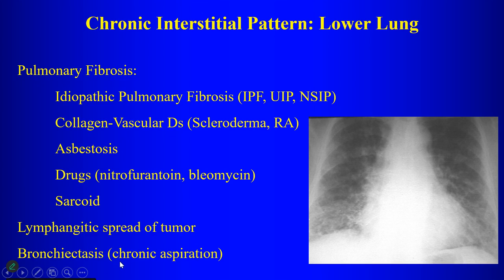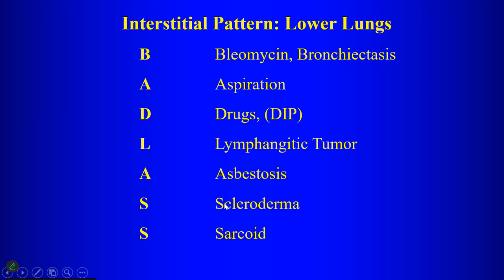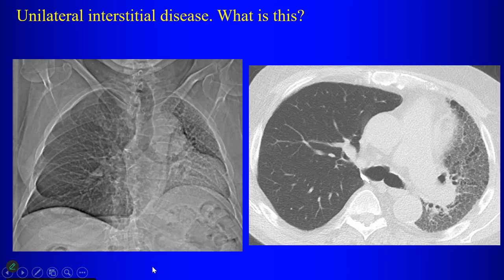Remember, though, that on the chest X-ray, lymphangitic spread of tumor and bronchiectasis can also look like interstitial lung disease if you're looking at a chest X-ray, so remember that. But these are the most common fibrotic diseases, things that you should think about in your differential diagnosis. For those of you that like mnemonics, there's a nice mnemonic for you. You can memorize all of that if you want. Okay? This is peculiar because what?